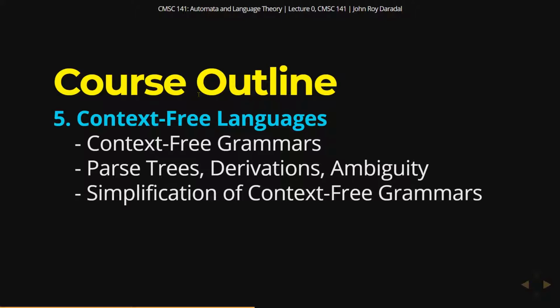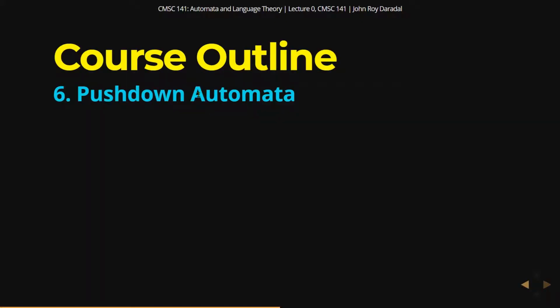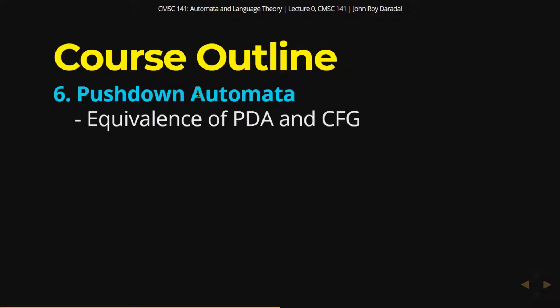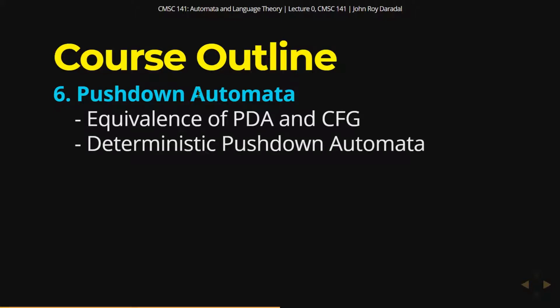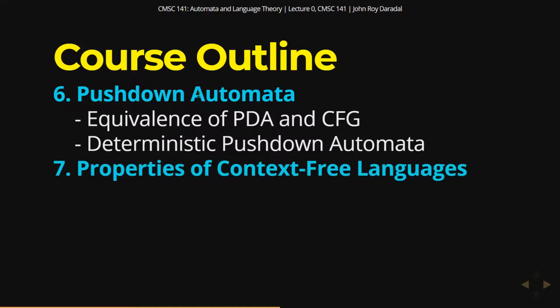And then we'll also discuss how to simplify the context-free grammars and convert it to its Chomsky normal form. Okay, and then the corresponding automaton for context-free languages would be the push-down automata. So we'll discuss push-down automata, equivalence of PDA and CFG, the deterministic push-down. We will also discuss how to design push-down automaton.